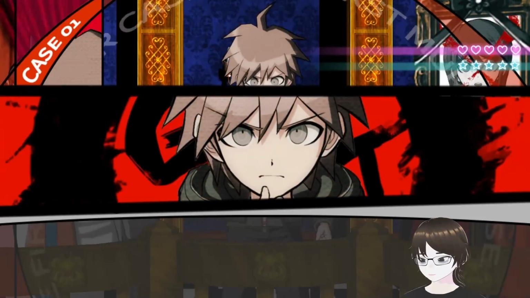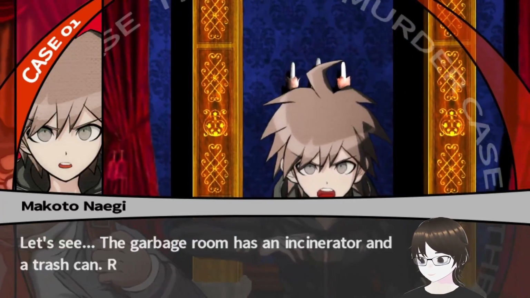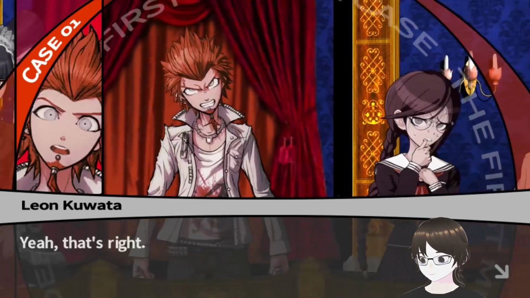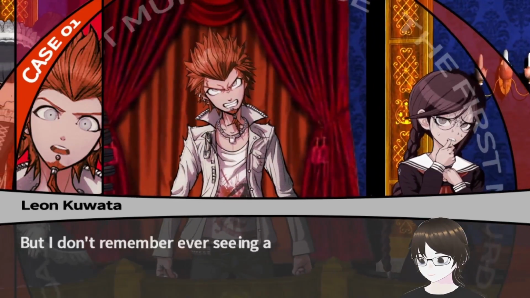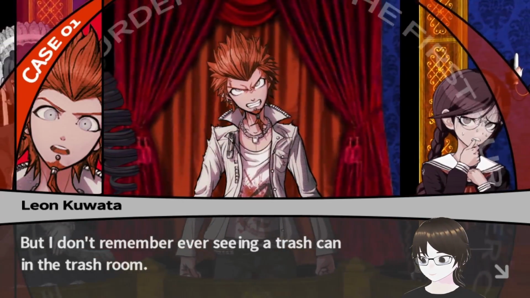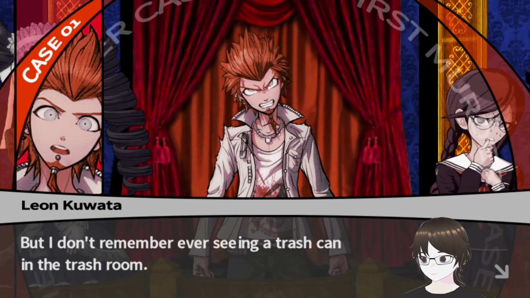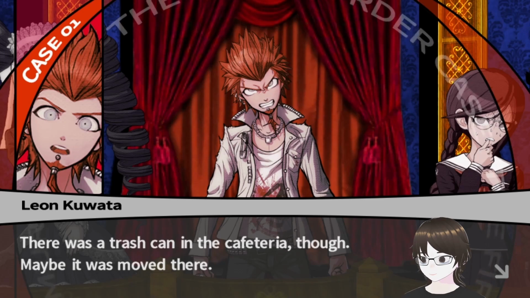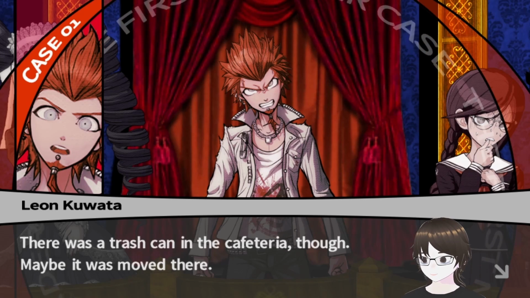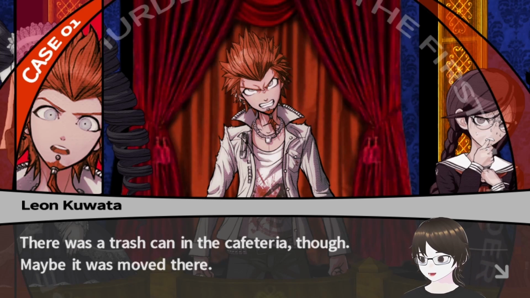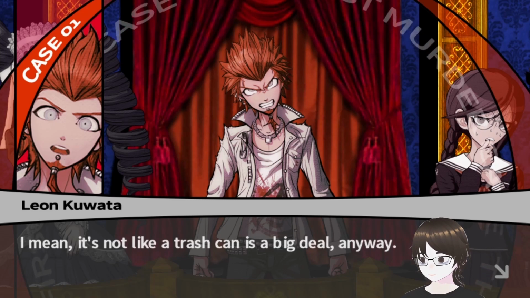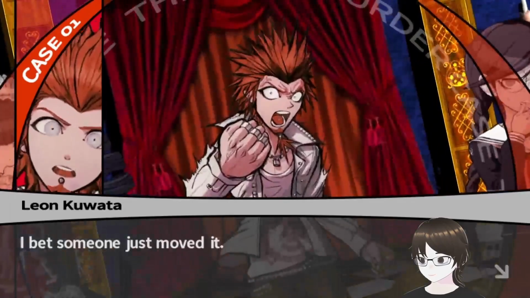I got it! Let's see. The garbage room has an incinerator and a trash can. Yeah, that's right. But I don't remember ever seeing a trash can in the trash room. There was a trash can in the cafeteria though. Maybe it was moved there. I see. Okay, that would line up with the knife as well. They got the knife and the trash can from the cafeteria. I mean, it's not like a trash can is a big deal anyway. I bet someone just moved it.